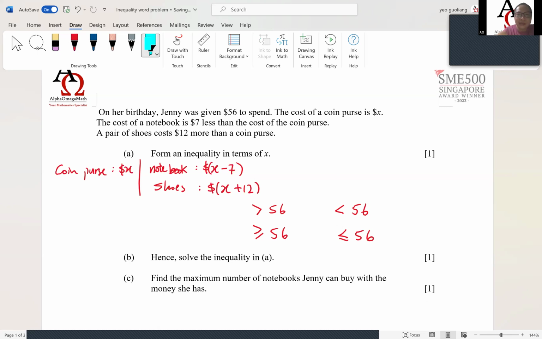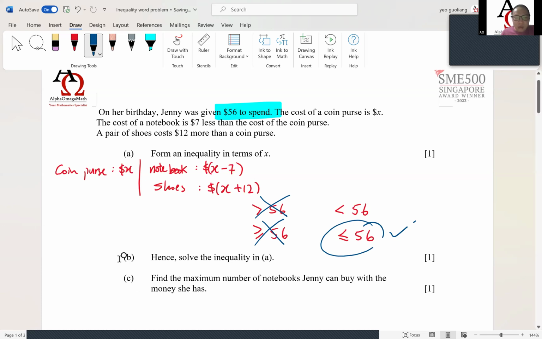So the idea here is this. You've got $56 to spend. You definitely cannot spend more than that, right? So this one is out. This one is out already. Anything more than cannot be true. Can you spend less than 56? Absolutely. Can you spend 56? Yes, you can spend 56. You can also spend less than 56. So therefore, this is the right option.